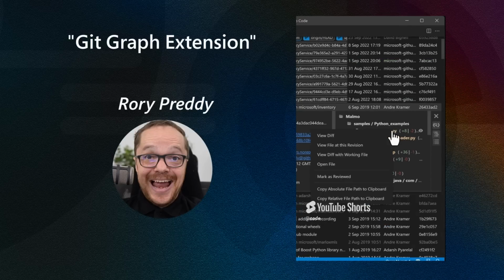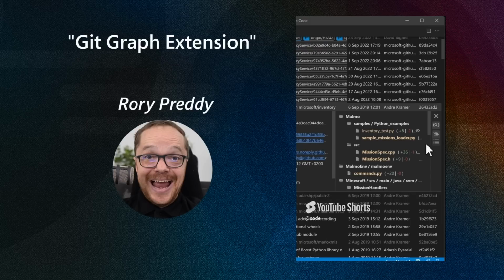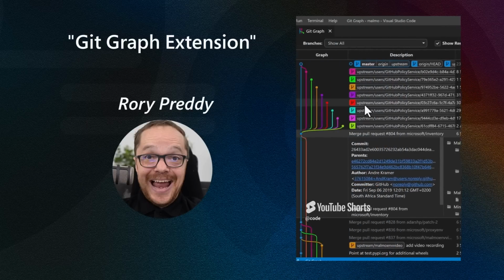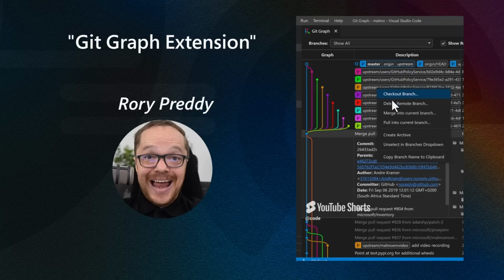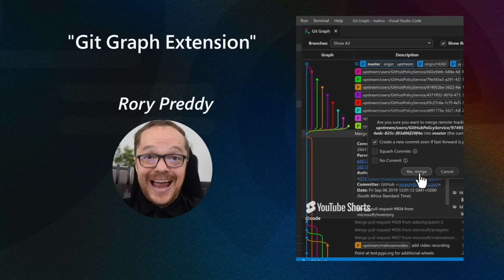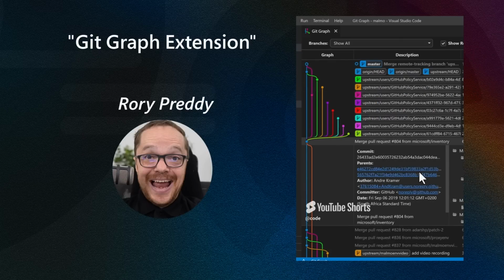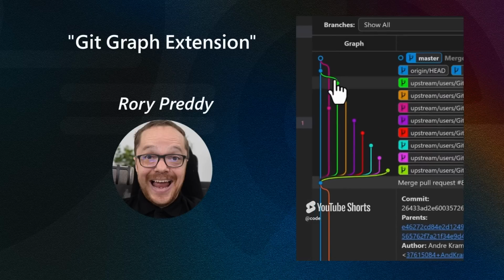You can also merge, and merging is easy with a visual graph. So once you have your branch you want to merge, you can just click on that and go into merge into current branch. Yes, I want to merge, and look at that, a visual representation of your new branch and the merge changes.